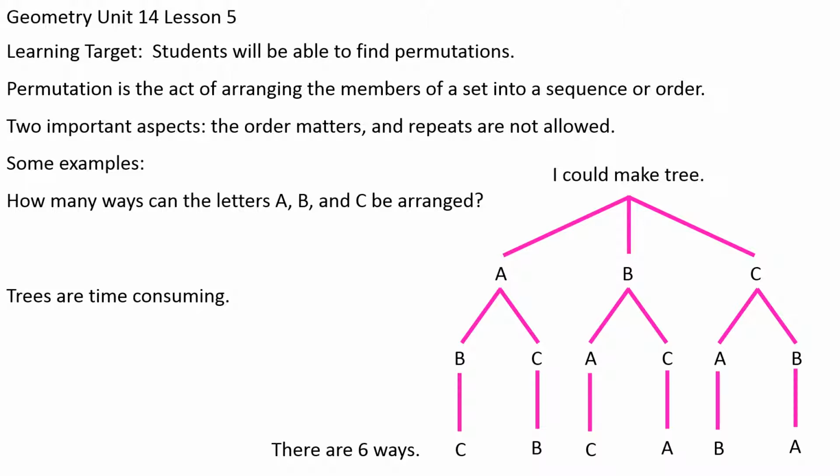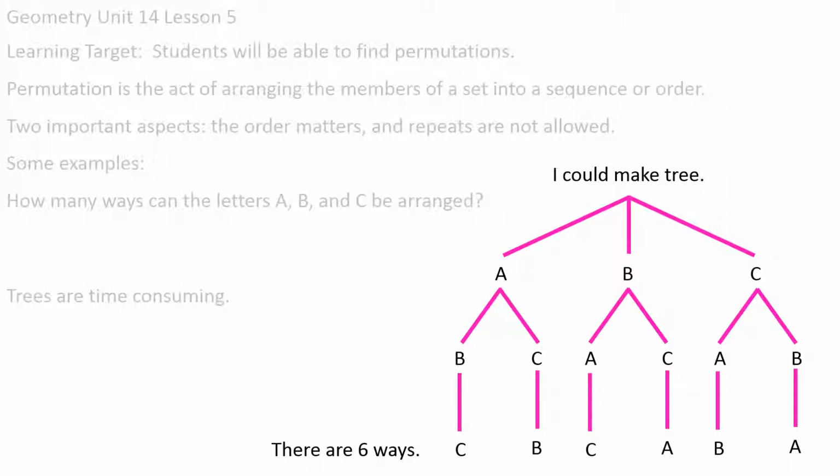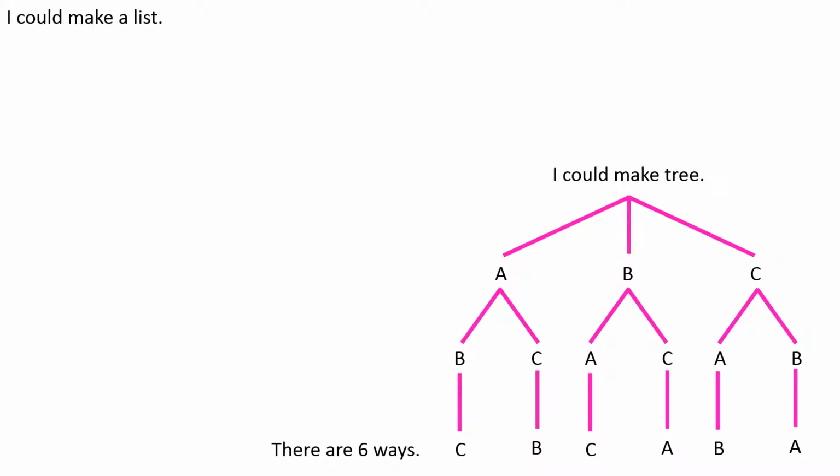Right? Time consuming, uses up a lot of space on paper, especially when I start getting into larger sets. Well, I could make a list. Right? There's 6 different ways. The problem with this, though, is that I sometimes miss a member. So it's like, hey, there's 6 different ways. What if I don't necessarily catch them all? It's also a little trickier to make sure I don't accidentally repeat something.